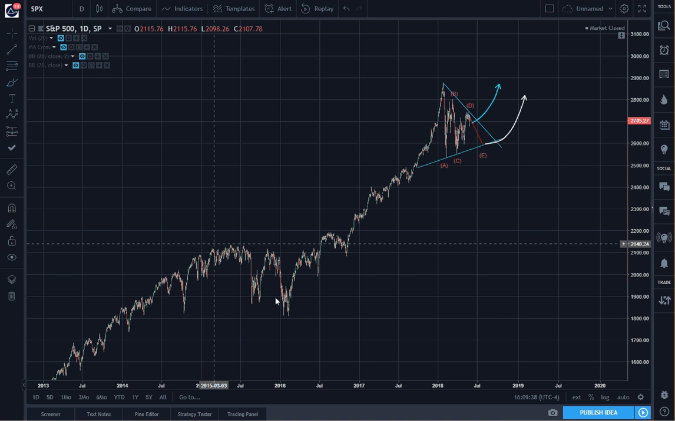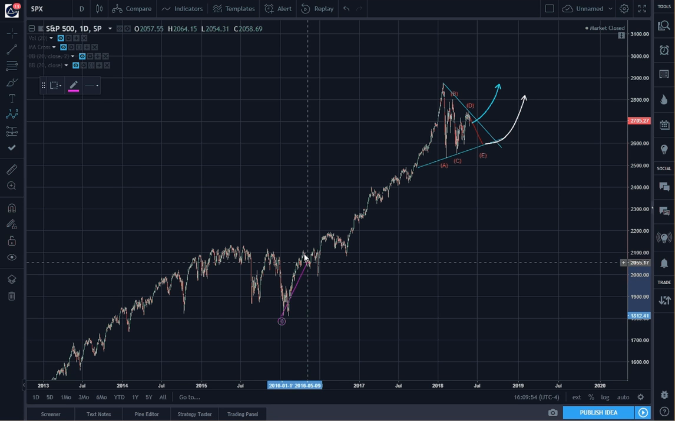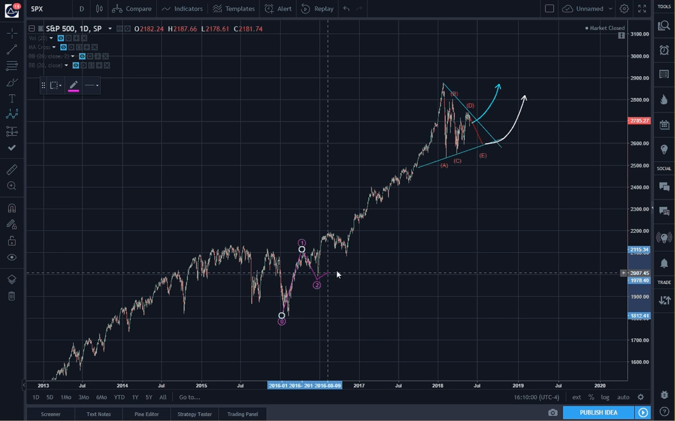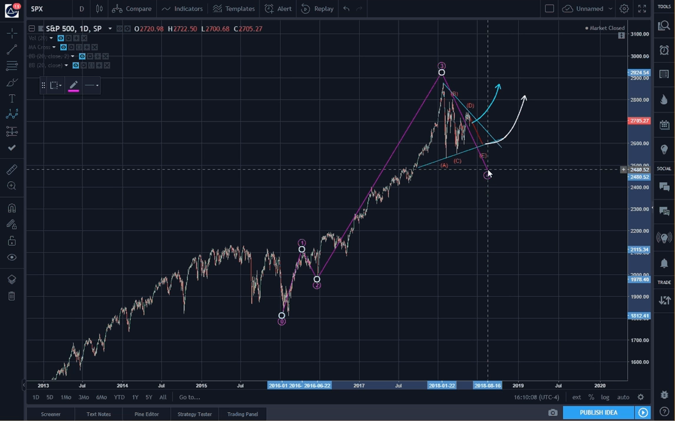I believe this, if you count this, it'll probably go something like this. 1 here, ABC, 2, probably a bit of an expanded flat. 3 is here. Remember when I said that a triangle is usually wave 4? Well, 4 will go exactly right here. And we've got one more higher high to go.